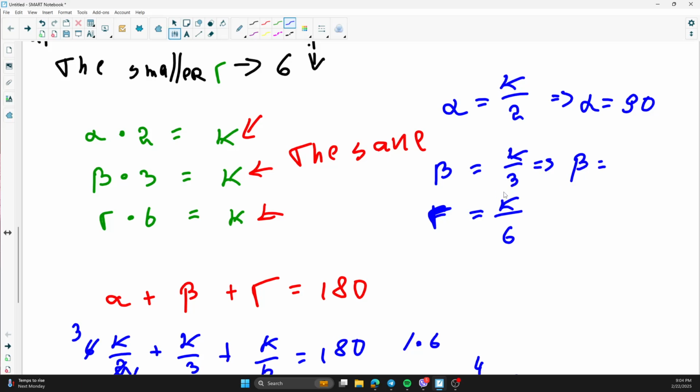Let's try with beta. The third of 180 is 60. 60. And the last, gamma? 30. 30. Yeah, you're right. Okay, cool, man.